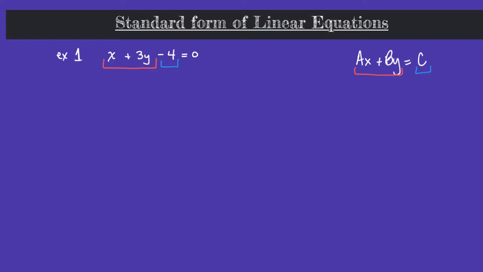Well, remember, if we're ever going to move any term from either side of our equal sign, we apply the opposite operation, so it's minus 4. Therefore, we're going to add 4 to both sides of our equation. When we do that, we are left with x plus 3y is equal to 4. And we have accomplished the goal of writing our equation in standard form. How do you know? Well, our variable terms are isolated on one side of the equation, and our constant is on the other. Let's look at another example.